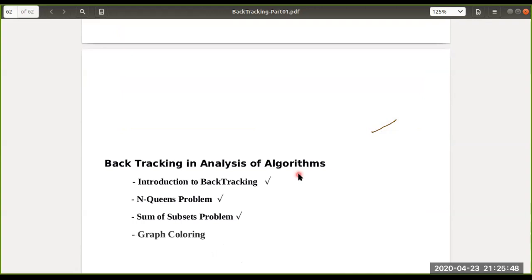It is one of the important problems. With a different variety of problem solving, it is easy to understand completely. In the next section, we will discuss graph coloring, another important problem that can be solved by using backtracking. In the previous section we discussed the sum of subset problem and the introduction to backtracking. I am going to close the section.